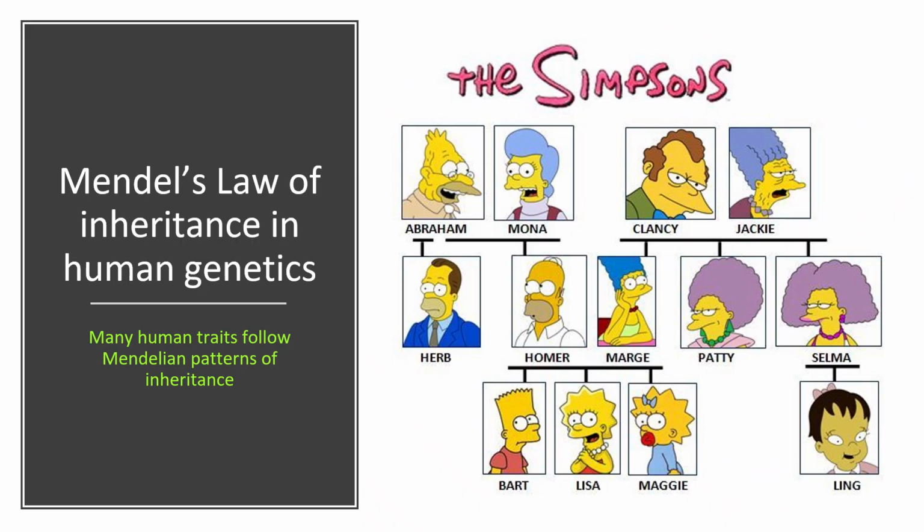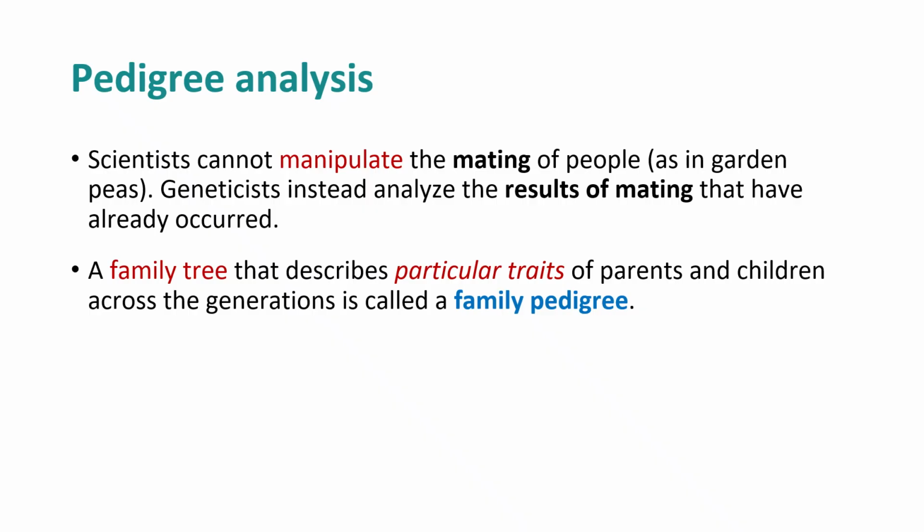Okay, so let's now talk about Mendel's law of inheritance within human genetics, using what we call a family pedigree, or just a pedigree. So Mendel came up with this inheritance principle by breeding the garden peas. And then years later, there was another famous geneticist, Thomas Morgan, who would mate Drosophila, which are fruit flies. He discovered that chromosomes can cross over as well as you have sex-linked genes.